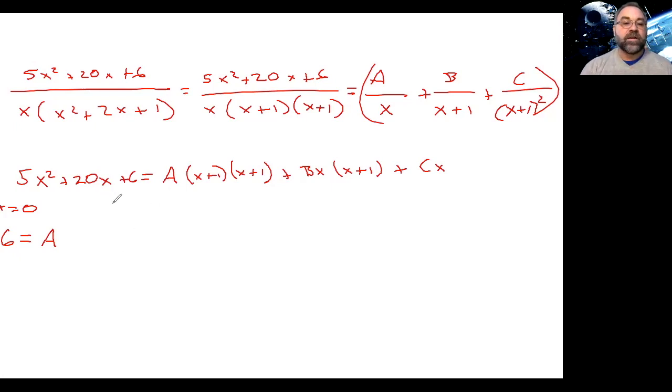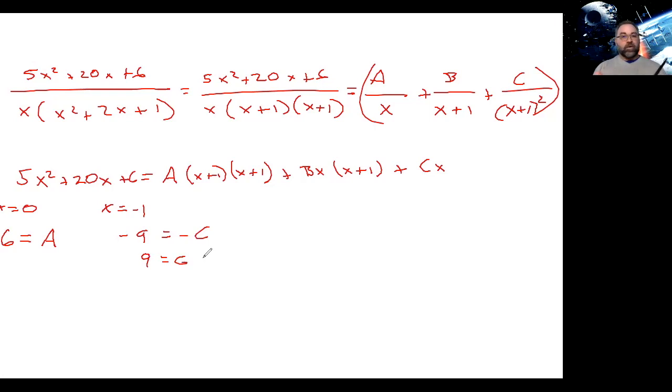If I make a convenient choice for x again, okay, x equals -1. Well, then I notice that the left side is not quite so easy, right? You have 5x squared, so there's 5, minus 20 plus 6, so you get -9. Now, if x is -1, you get A times 0, you get B times 0, but you get C times -1, so that's -C. And so C is 9.